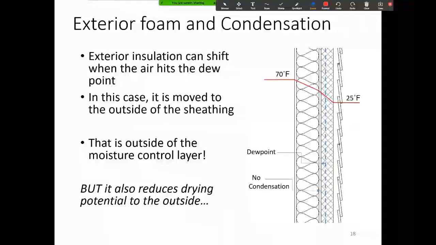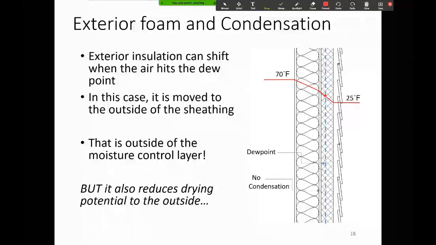Again, that exterior insulation, and all those numbers were made up. So that may not be a real world scenario, just made up numbers off the top of my head. But when you add exterior insulation, you can shift where the dew point is. And if you have good air control layers and good moisture control layers, you can avoid some of these issues.